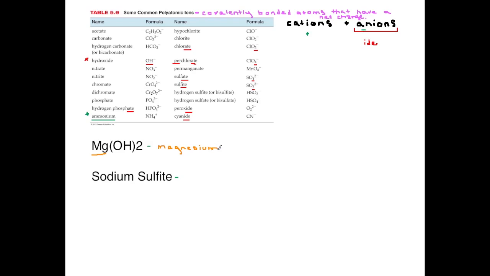And then, as before, I'm just going to name my anion, my negatively charged ion. Now in this case, OH is not just one nonmetal like oxide or hydride. It is a polyatomic ion. Therefore, I would look at my chart, which of course will be given to you, and I see that OH is hydroxide. And so I just write that as the name for my anion. So it would be magnesium hydroxide.